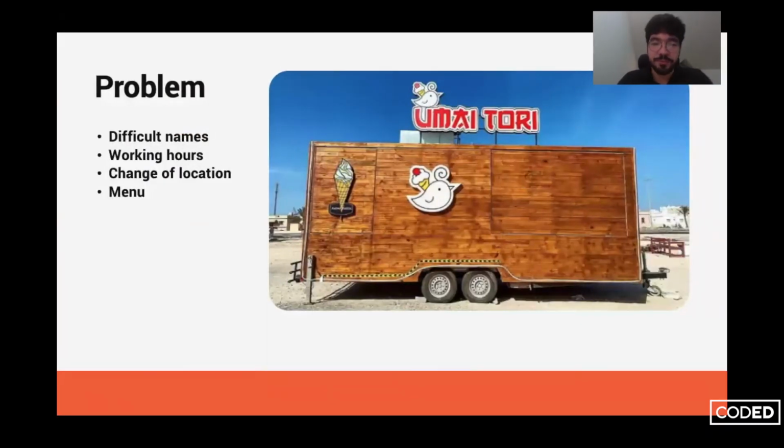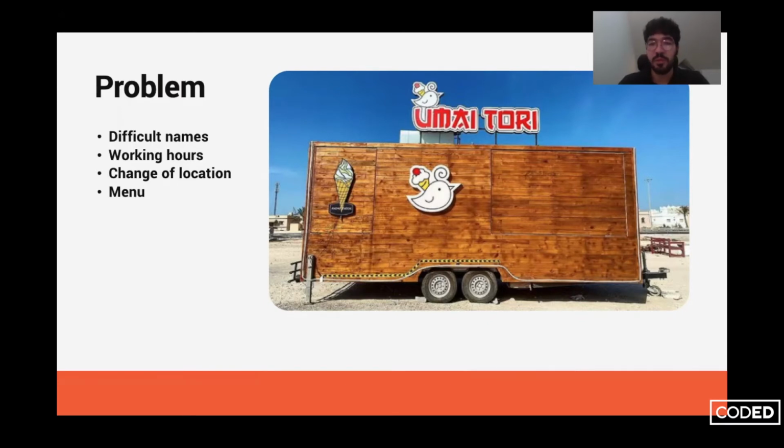The problem. Imagine with me one day on a Sunday night, my brother and I were craving ice cream from our favorite food truck. So we went there and we were surprised that the food truck was closed. Because of the difficult name of the food truck, it was hard for us to remember it and search for it on Instagram and see their working hours.